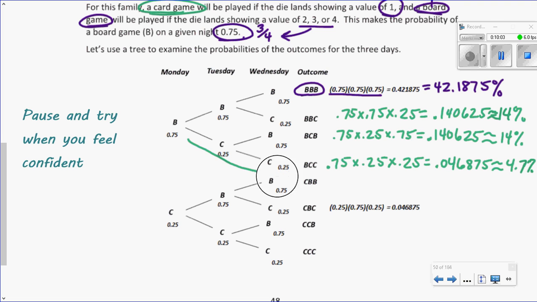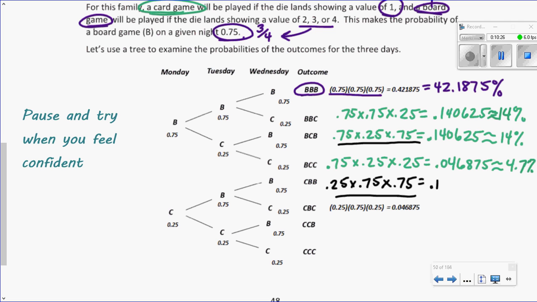Okay, and then I'm not going to draw the arrows on here anymore. So let's see. The CBB would be 0.25 times 0.75 times 0.75. Again, we just did that up above. So look for patterns. Don't make more work for yourself than you have to. You can see that up above here, we did a 0.25 and 0.75 and 0.75. So it's also going to be 0.140625, which is about 14%. They did the next one for us, and we know it's right because look, there's 0.25, 0.75, 0.25. It should be the same answer as this one, and it is. Okay, so we can say that's about 4.7%.